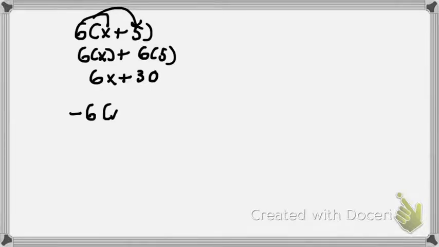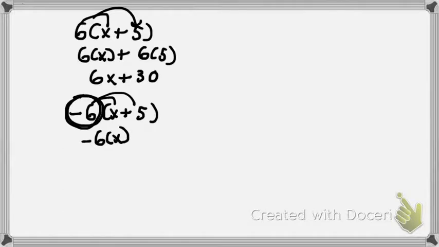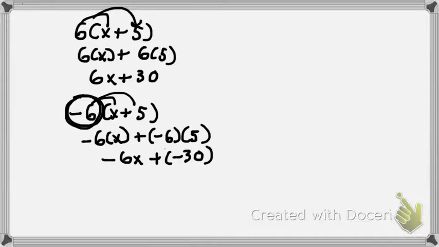Okay, well, what if it's a negative 6? When we do this, we need to make sure that we're distributing the entirety of the negative 6. So that's negative 6 times x plus, and this is important, negative 6 times 5. That gives us negative 6x plus a negative 30, or negative 6x minus 30. Make sure you have that all written down.